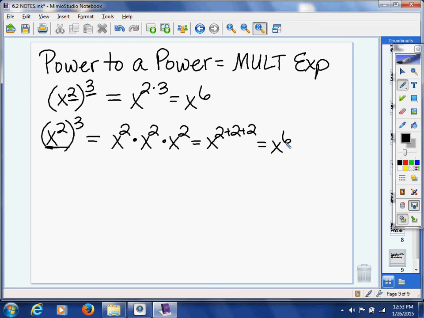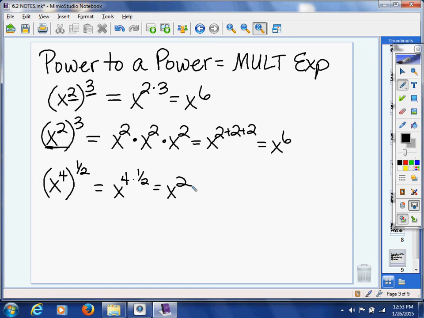Now, I don't really see the necessity of expanding this out when all you have to remember is if I have a power raised to another power, just multiply the 2 together. So you could have a situation where you have x to the 4th, and I'm raising that to the 1/2 power. Well, just multiply the 2 together, and you'll get x to the 2, because half of 4 is 2. So power to a power.